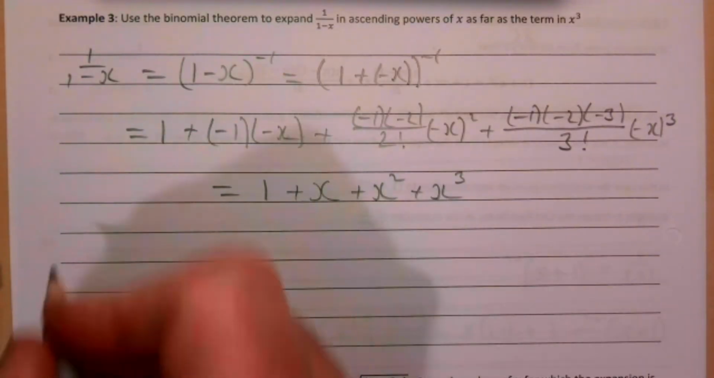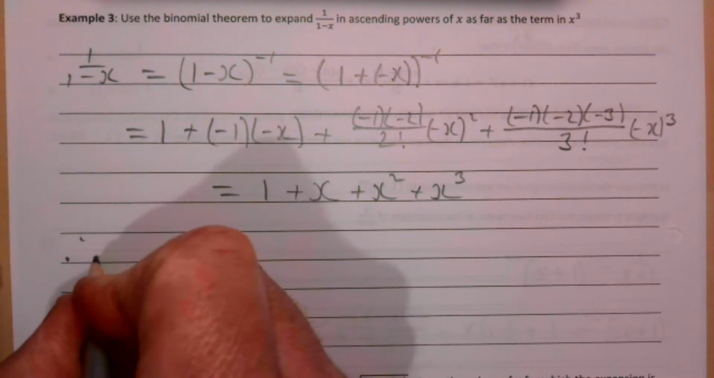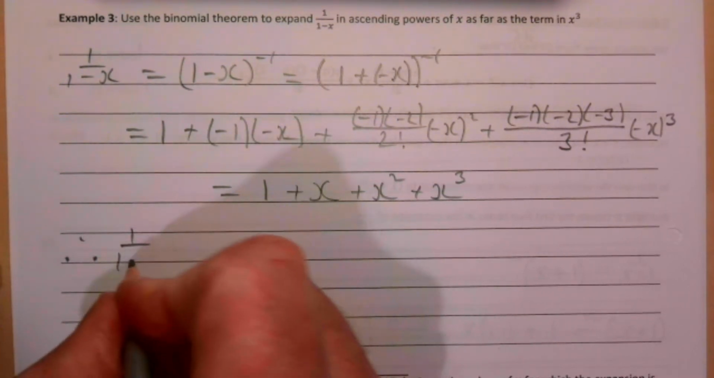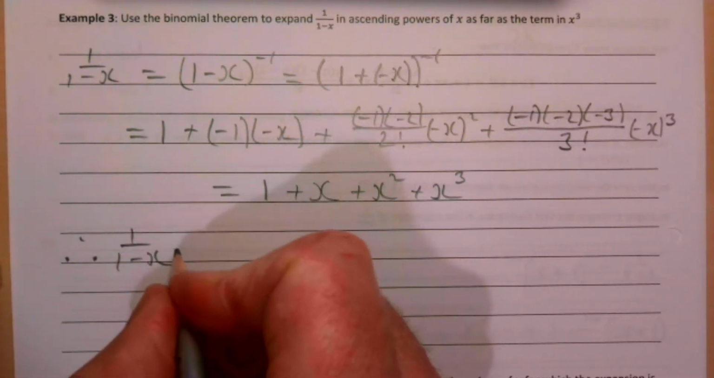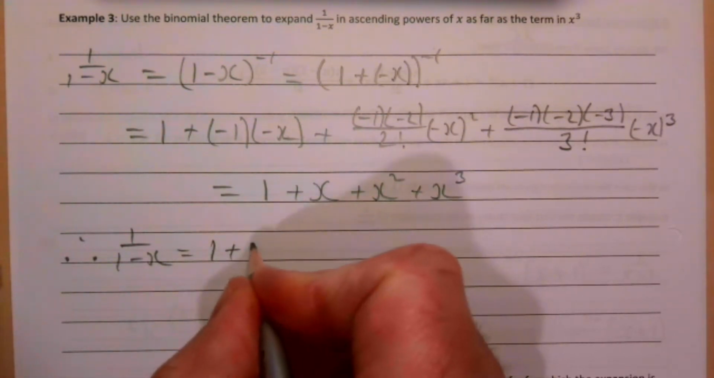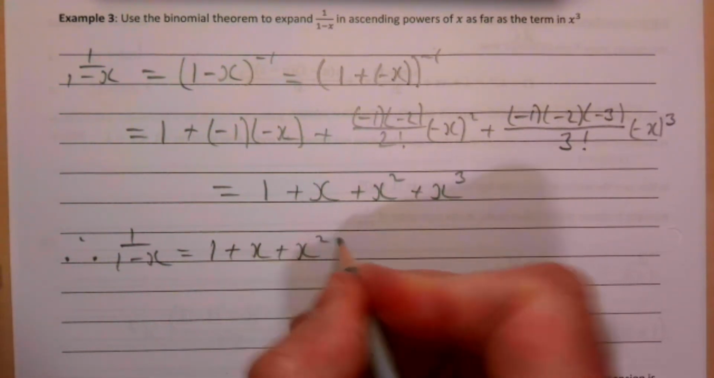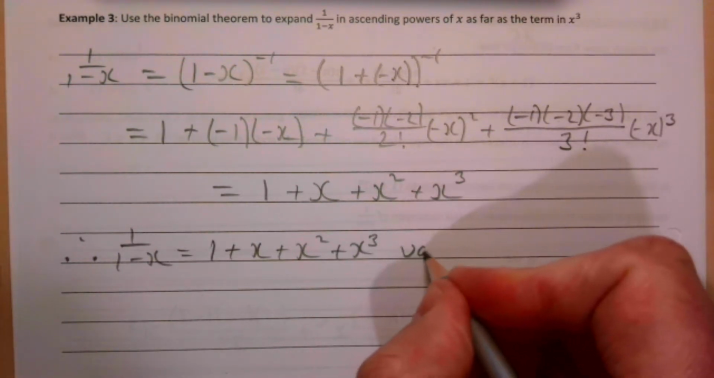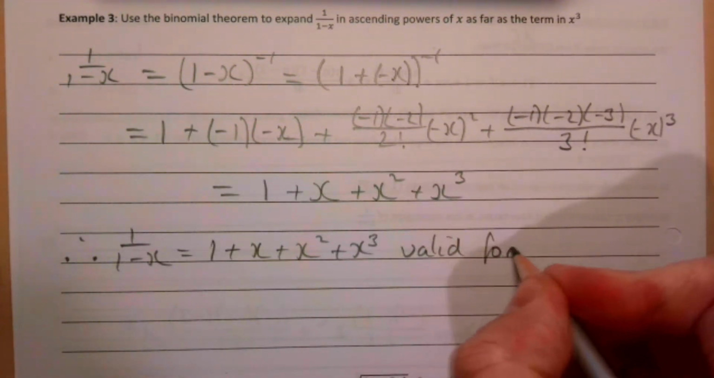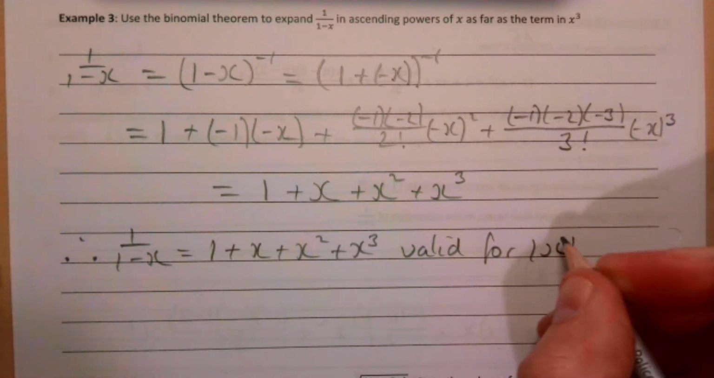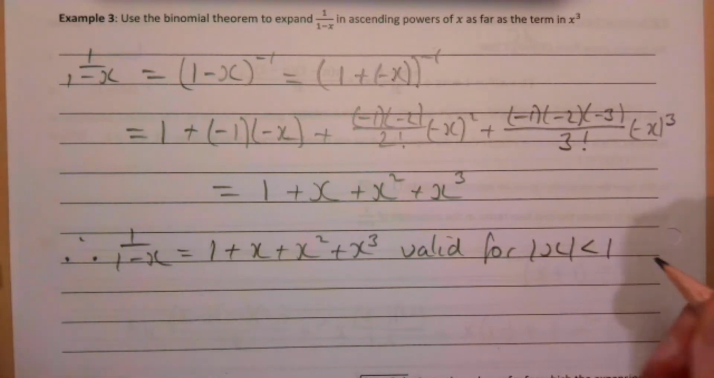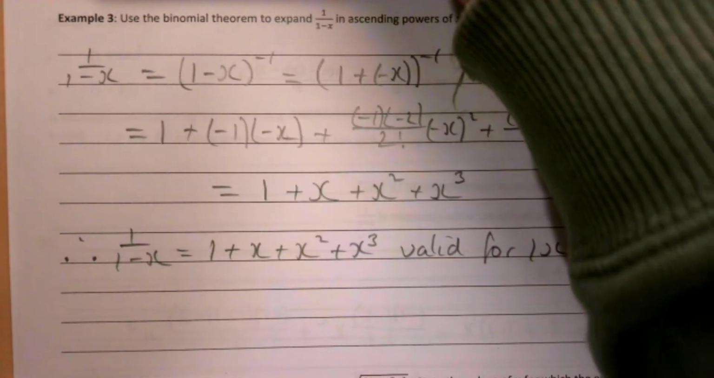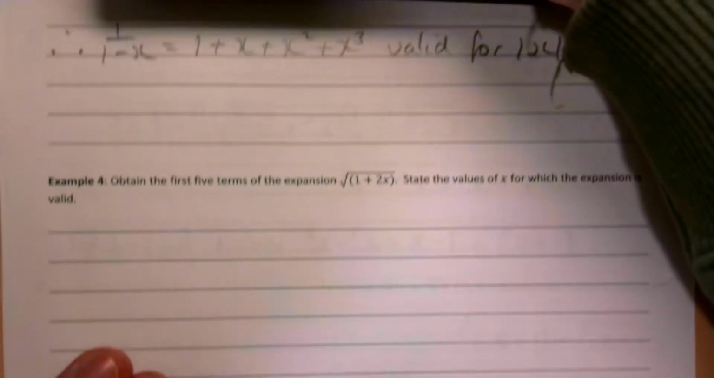So that's pretty much us. Let's get a wee final line then and say what it's valid for. Therefore 1 over 1 minus x equals 1 plus x plus x squared plus x cubed, valid for modulus of x less than 1. On to example 4 then.